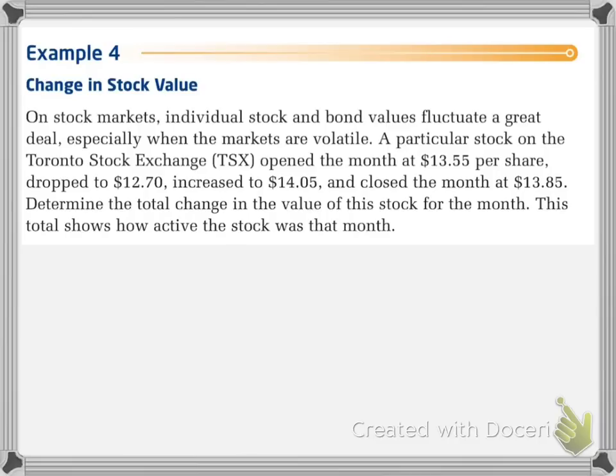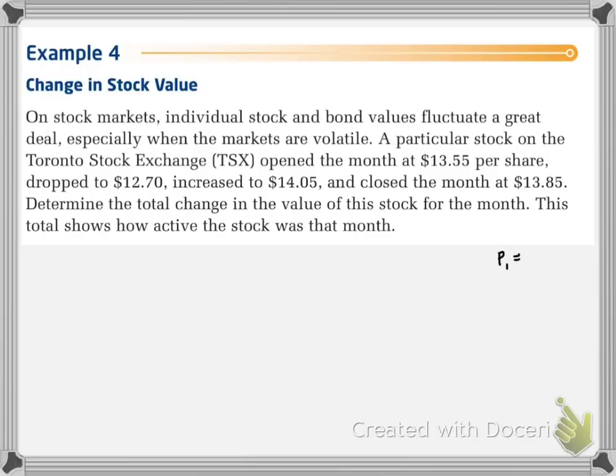In example 4, we've got a change in stock value. On stock markets, individual stock and bonds fluctuate a great deal, especially when the markets are volatile. A particular stock on the Toronto Stock Exchange opened the month at $13.55 a share, dropped to $12.70, increased to $14.05, and closed the month at $13.85. Determine the total change in the value of this stock for the month. This total shows how active the stock was that month.